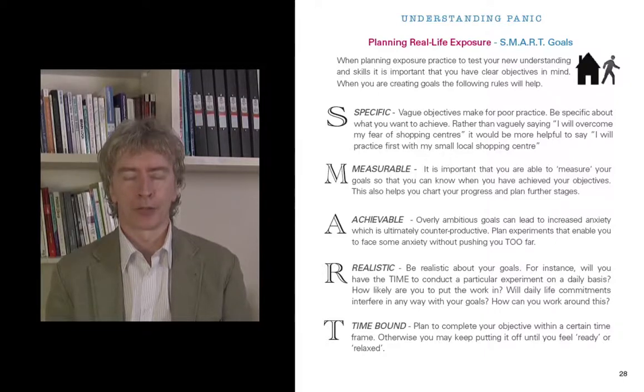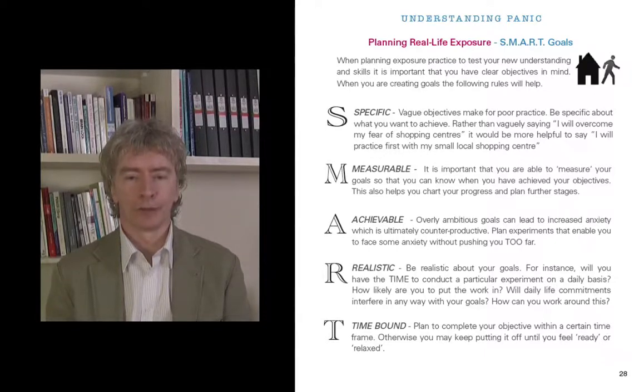M for measurable. It's very important that you're able to measure your goals so that you can know when you've achieved your objectives. And this also helps you chart your progress and plan further stages. So it has to be a goal that you can actually measure. You can say, okay, I did that goal, I went to that place, I did those steps. You need to be able to measure it.